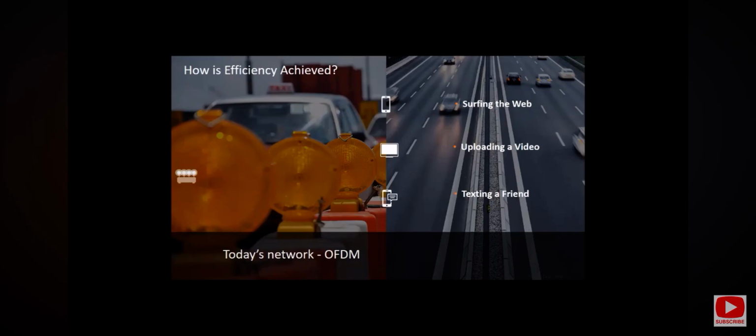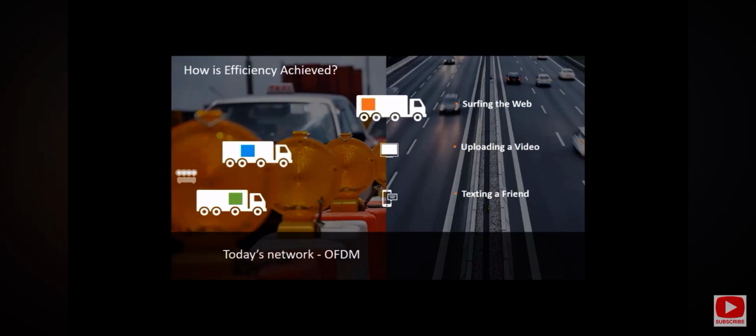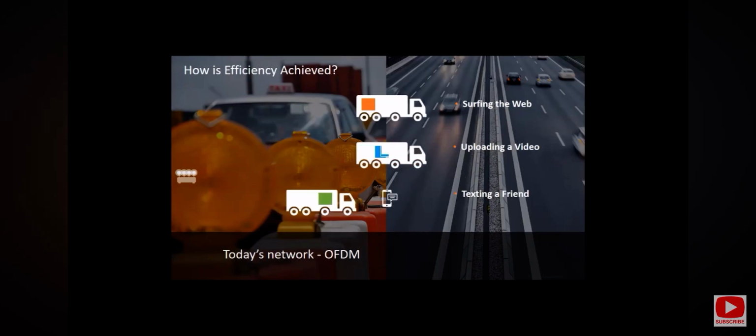We'll use a simple analogy using trucks to illustrate the difference between OFDM and OFDMA. For OFDM, each truck is hauling a payload or user data, one surfing the web, another uploading video from a soccer game, and a third sending a text message. This is like using 3 trucks of the same size to send the data regardless of how empty or full each truck is. In other words, OFDM inefficiently uses the bandwidth, leaving a lot of empty space.